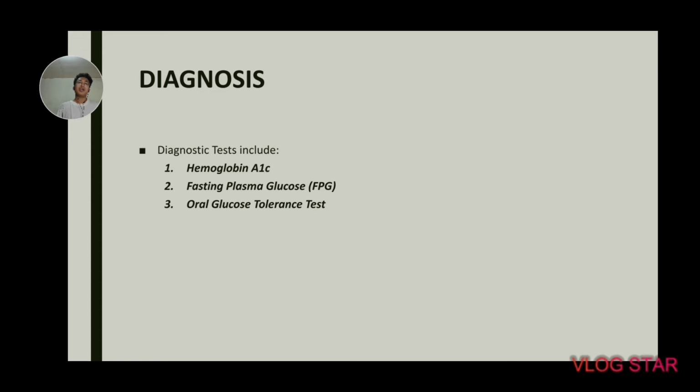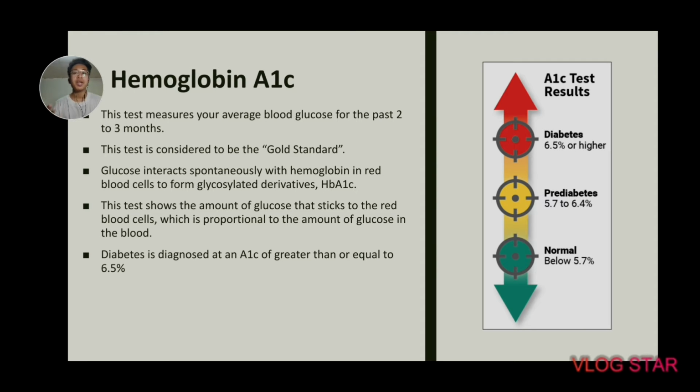Diagnostic tests include your hemoglobin A1C, fasting plasma glucose, or FPG, or your OGTT, the oral glucose tolerance test. For your hemoglobin A1C, this test measures your average blood glucose for the past 2 to 3 months. This test is considered to be the gold standard. Glucose interacts spontaneously with hemoglobin in the red blood cells to form glycosylated derivatives, or HbA1c. This test shows the amount of glucose that sticks to the red blood cells, which is proportional to the amount of glucose in the blood. The lifespan of your red blood cells is around 120 days, or around 3 months. So this glucose binds to the hemoglobin, and this test can measure the amount of glucose that was present for the past 2 to 3 months. Diabetes is diagnosed at an A1C of greater than or equal to 6.5%.